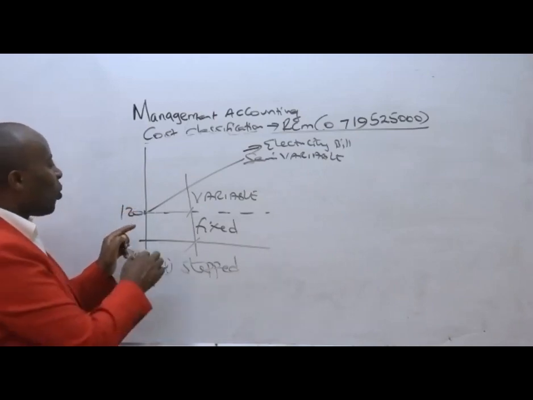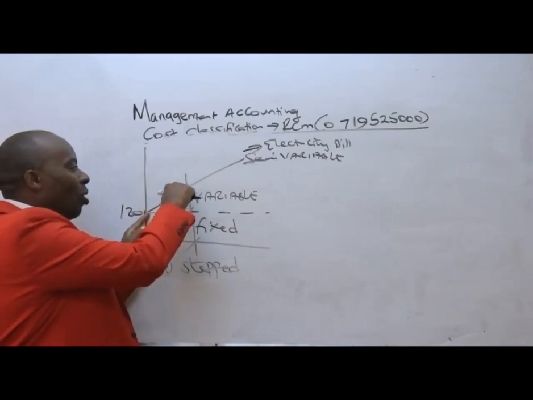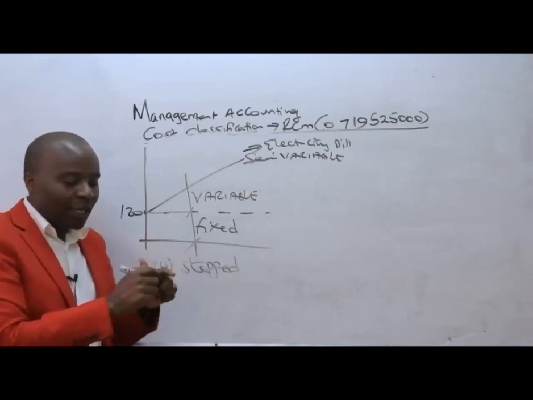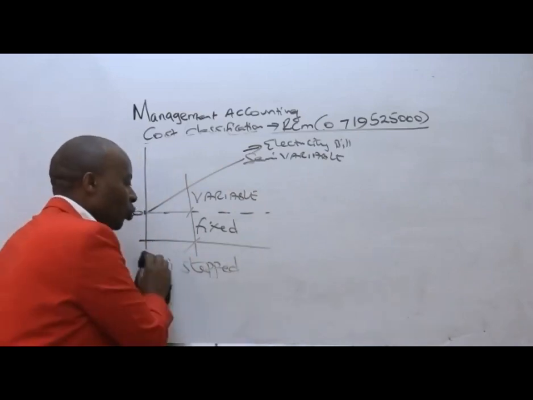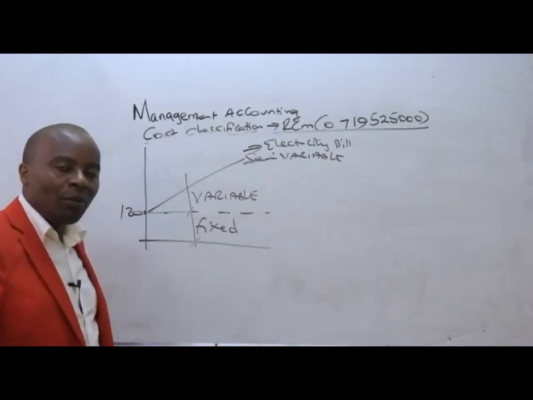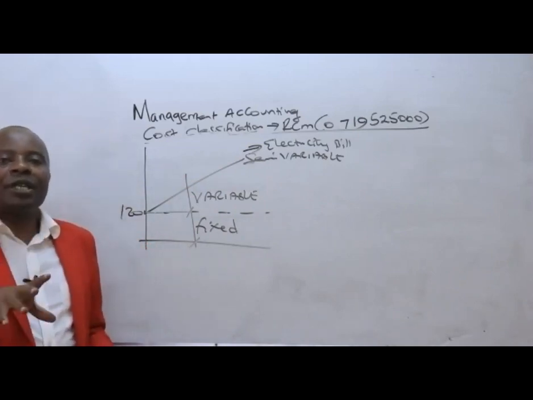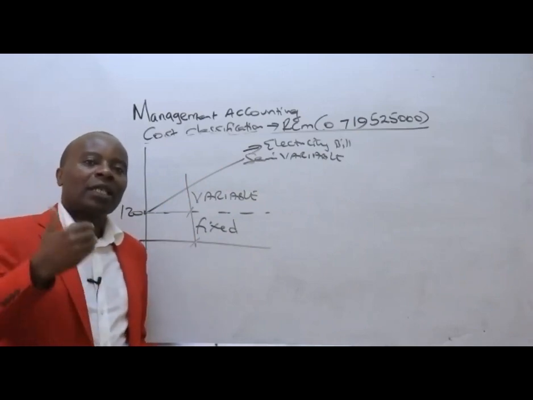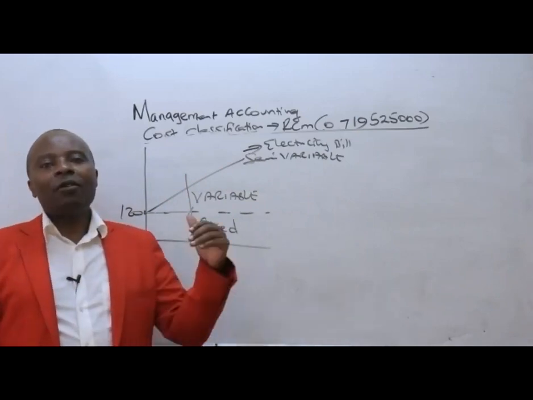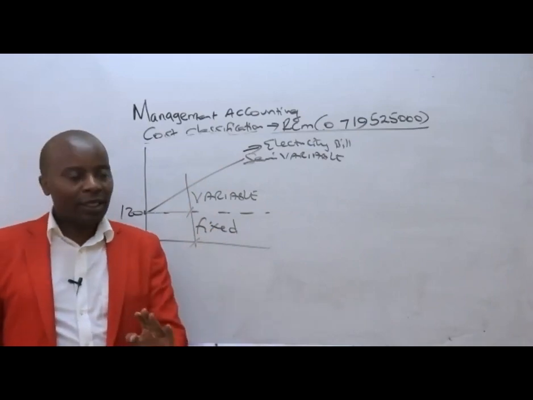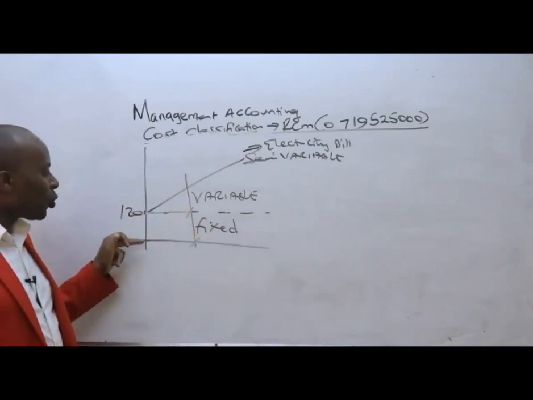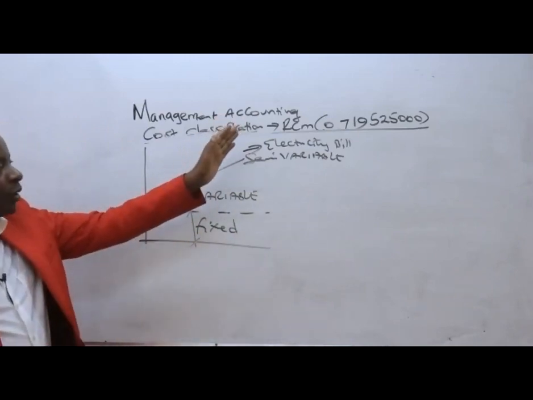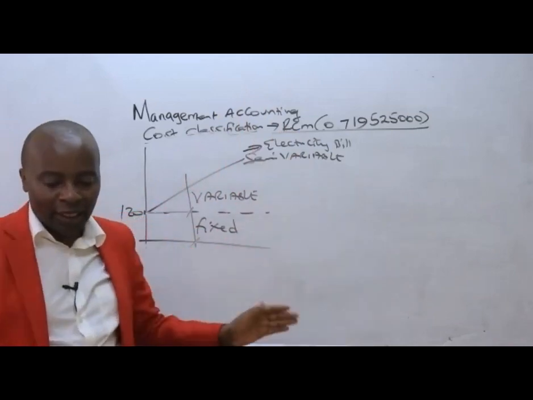Now from there, we shall have this component of our bill, which is dependent on the number of units which we are consuming. Most importantly, we need to appreciate that semi means half, partly fixed and partly variable. Under semi-variable cost, our cost will never begin from zero. It will begin from some higher point up there and then move up like that. That's semi-variable.